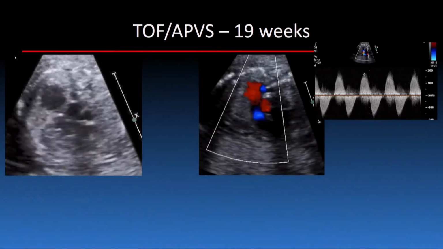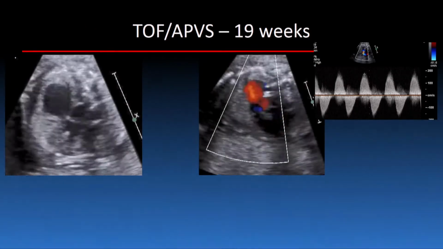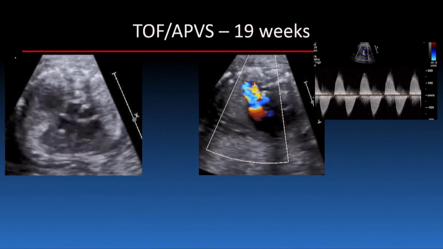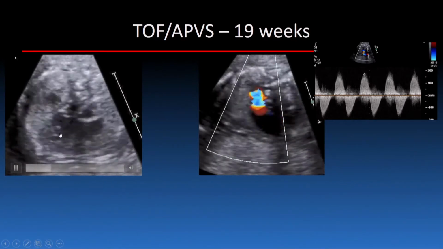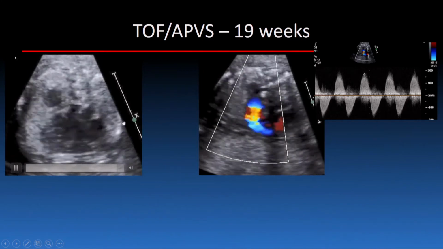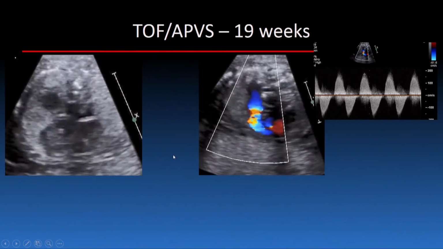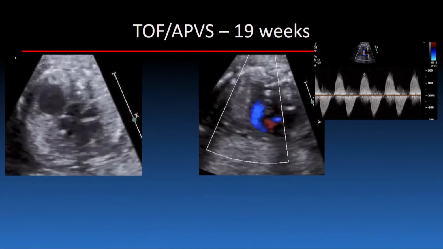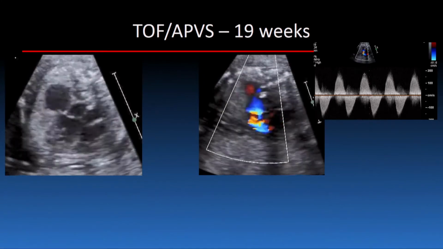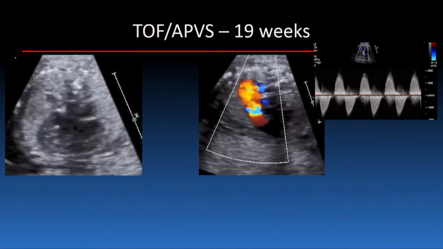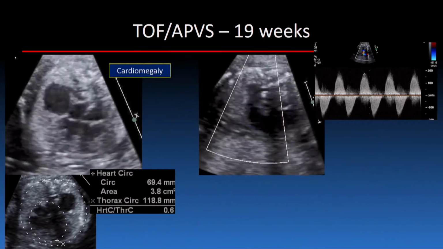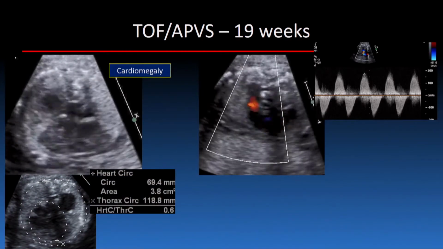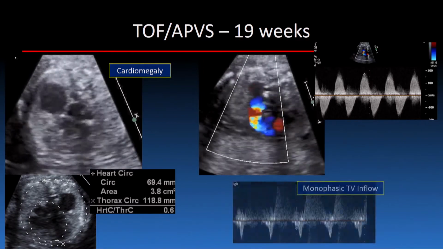So let's look at a patient here together. You can see that there's a dilated pulmonary artery. This heart in general is enlarged. Both ventricles are enlarged. You can see the to-and-fro flow across the dysplastic pulmonary valve, confirmed by spectral Doppler. And that cardiomegaly is shown here, with a cardiothoracic area ratio of 0.6.